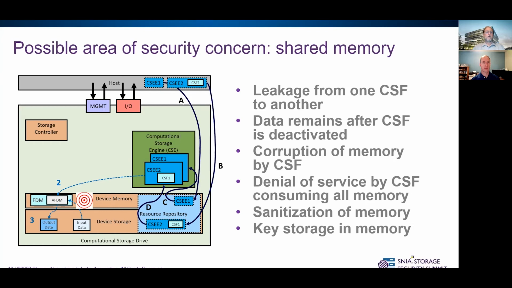And finally, as we move forward to this more complex system, we need to consider the fact that you may need to sanitize your device memory in order to repurpose this computational storage device for some other future purpose.